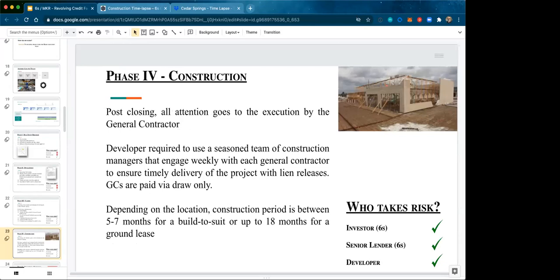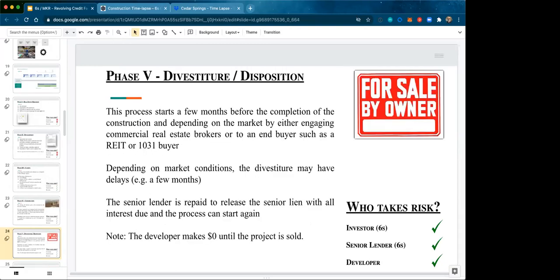Now we're building the project. This takes, as I mentioned before, anywhere between 6 to 18 months, depending on the scope of the project and the depth. Some of them have much more horizontal construction that is otherwise needed. And at the very end, the developer is incentivized to divest and dispose of the project. The developer makes $0 until the project is sold. When the project is sold, the senior lender, 6S Capital, is repaid, and whatever's left over goes to the developer. 6S Capital at that point takes the capital and can either A, recycle it back into the next project, or B, pay down the Maker line.